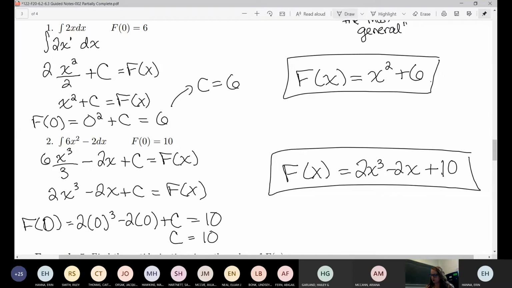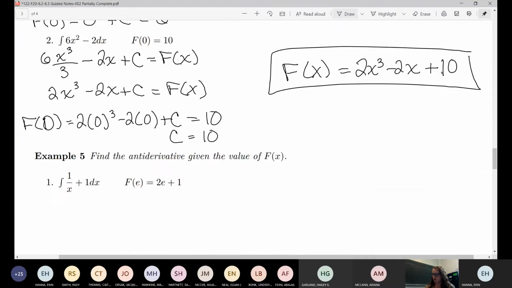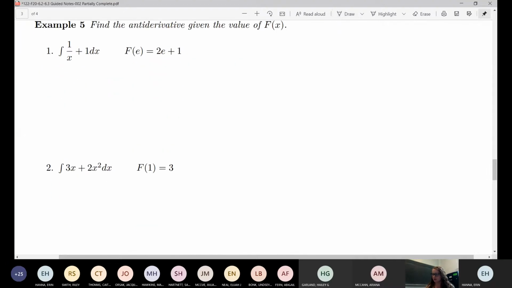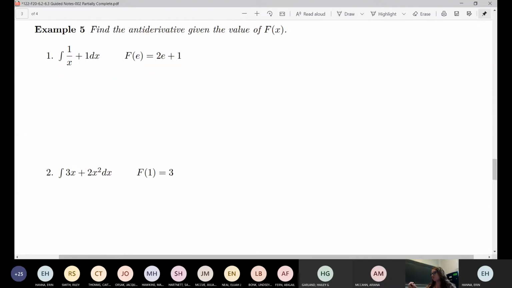So let's do 2 more of these. But instead of giving f of 0, we're going to be given f of some non-zero number. So here we have the integral of 1 over x plus 1, and we're given that the antiderivative when we evaluate it at e should be 2e plus 1. I know that looks like it's going to be super gross, but it turns out to be a little nicer than you think it is.